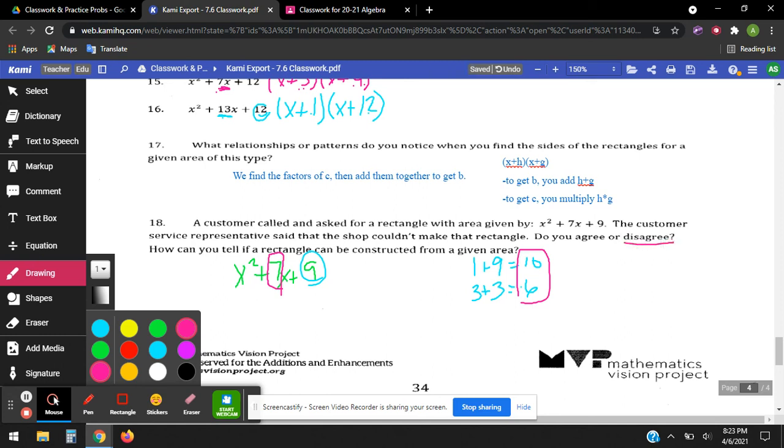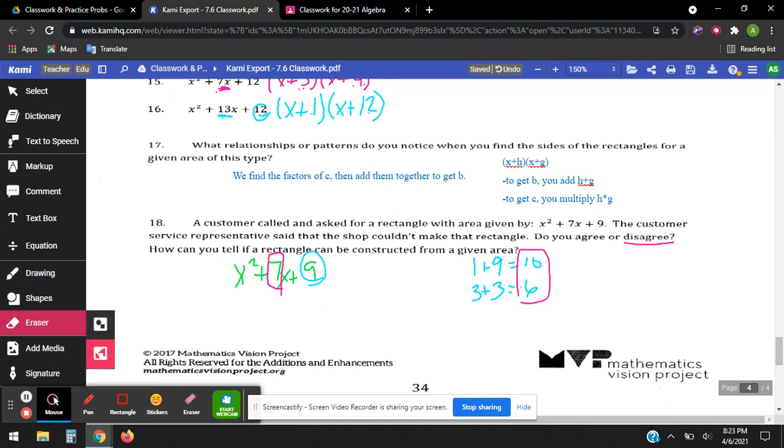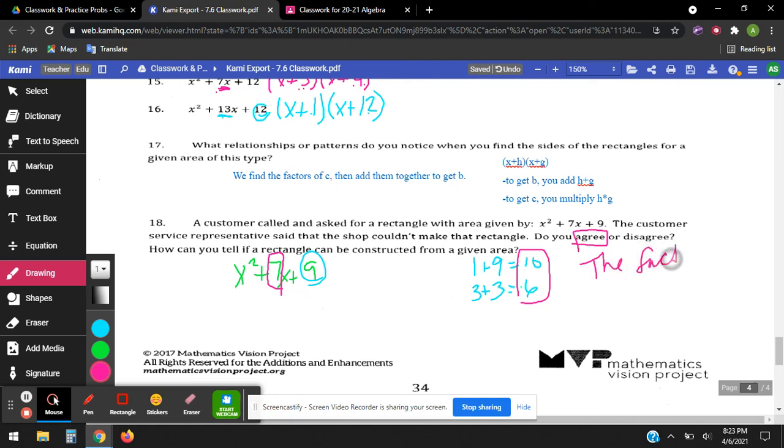So we agree with the service rep. We agree. The factors of 9 don't add to get 7. So this is not a rectangle they can do. Right.